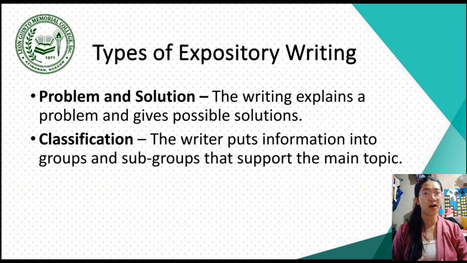The last type of expository writing is classification. The writer puts information into groups and subgroups that support the main topic. A classification essay is a formal piece of writing used to evaluate your categorizing and generalization skills. It mainly aims to arrange various subjects and objects with similar characteristics.